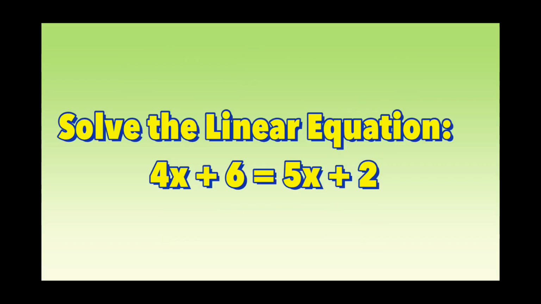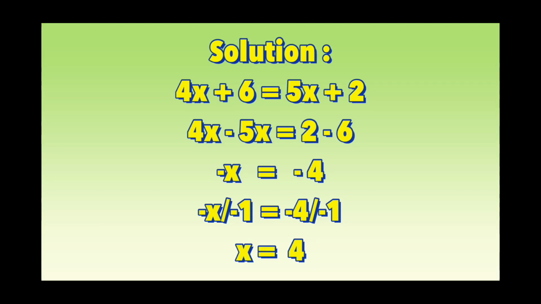Number 1, solve the linear equation 4x plus 6 equals 5x plus 2. Our solution, we're going to transpose all the terms with variables to the left side, and those constant numbers, meaning those numbers without variable, we're going to place at the right side. When we transpose a term, we should change the sign of the term. If it is positive, it becomes negative.